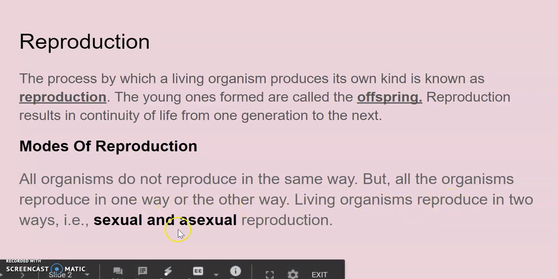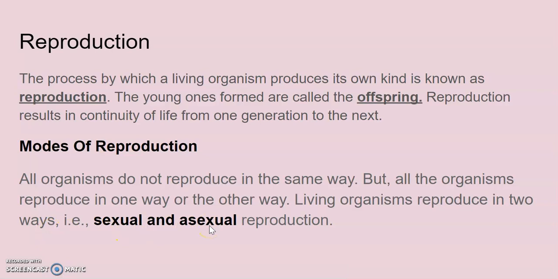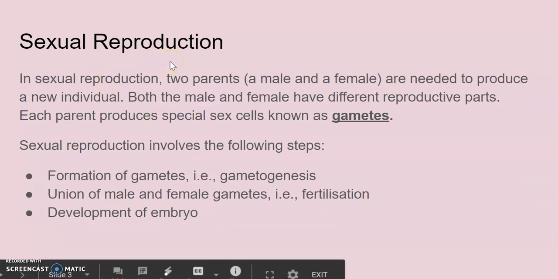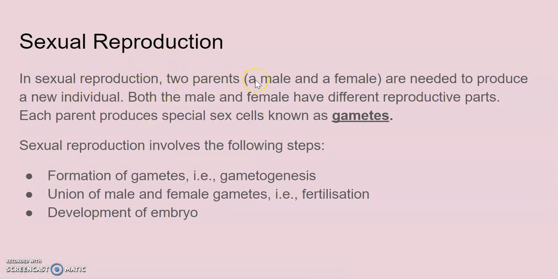Living organisms reproduce in two ways, that is sexual and asexual reproduction. So in this chapter, we will learn about sexual reproduction in detail. So sexual reproduction. In sexual reproduction, two parents, that is one should be male and one should be female, are needed to produce a new individual.